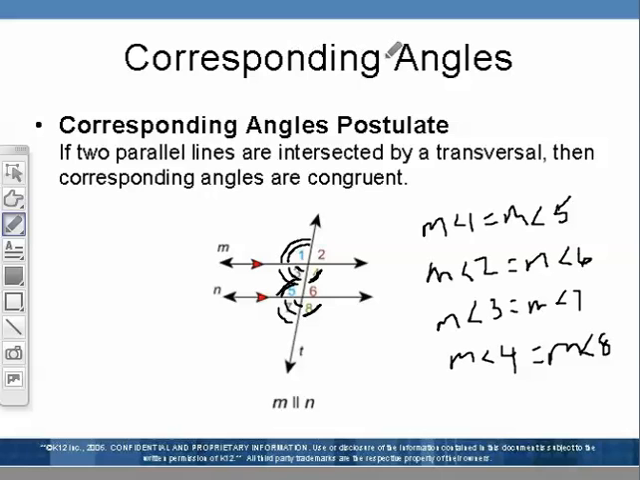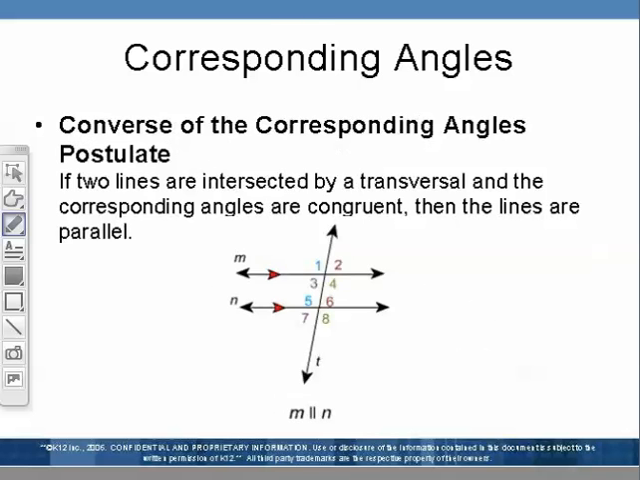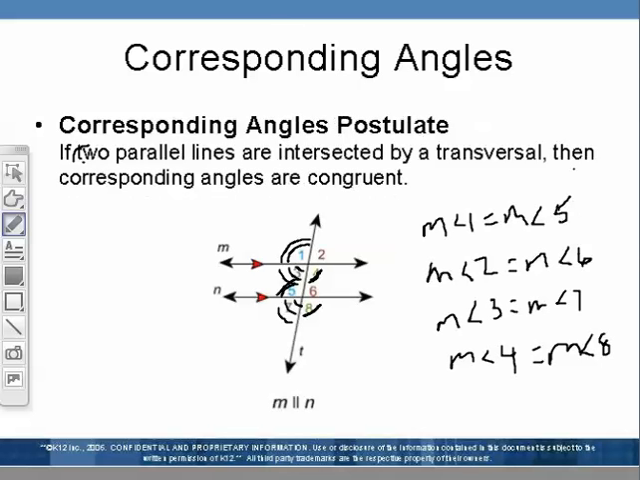Yep, we talked about corresponding angles last time. We said it was a postulate, and we said if two lines are parallel and are intersected by a transversal, then the corresponding angles are congruent. But you notice it's an if statement and a then. So we can write the converse of it. We can take this and swap it for the other part, and what do we wind up with? The converse says if two lines are intersected by a transversal and the corresponding angles are congruent, then the lines are parallel.